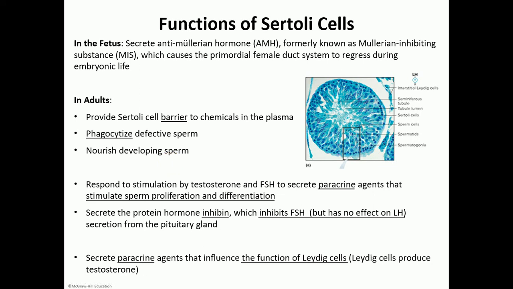It responds to testosterone and to FSH, and it makes a paracrine chemical. Remember, a paracrine is a hormone that affects neighboring cells. That is how it stimulates spermatogonia to proliferate, differentiate and go through the meiotic division. It also secretes different paracrines to stimulate the neighboring Leydig cells to produce testosterone.